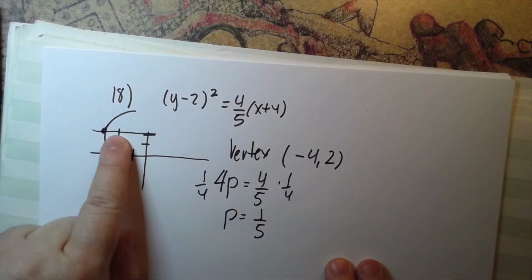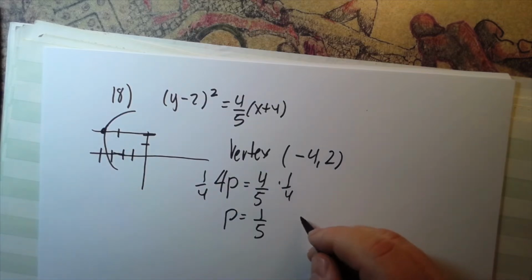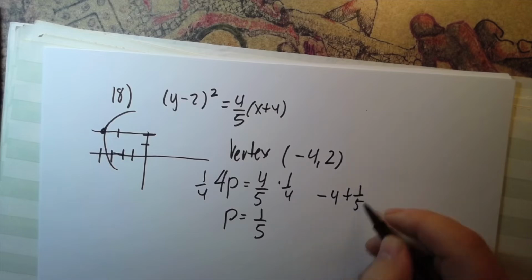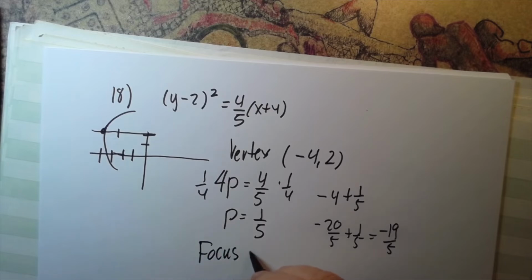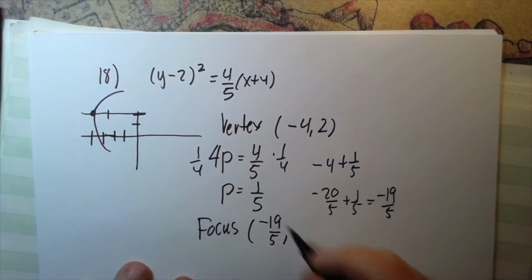Well, we're moving it in the y direction, so all I have to do is add 1/5 to -4. So if I take -4 and add 1/5 to it, that would be -20/5 plus 1/5, which is -19/5. So that would tell me that my focus has an x value of -19/5, and its y value is the same as our vertex because they're sitting on the same line.